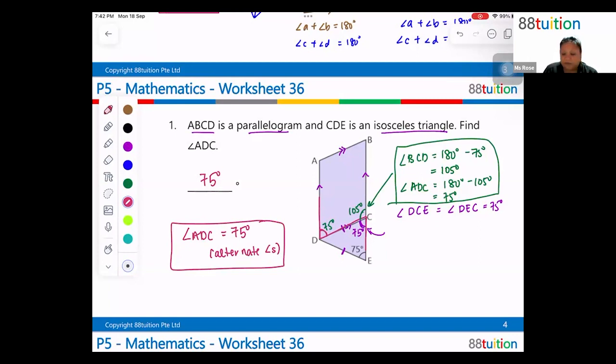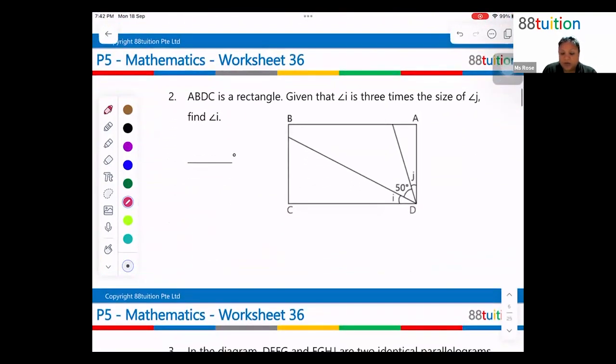All right, now let's look at question number 2. So they tell us that ABCD is a rectangle. Okay, I'm going to attempt to draw a rectangle. So this is a rectangle, they tell you. Given that angle I is 3 times angle J.